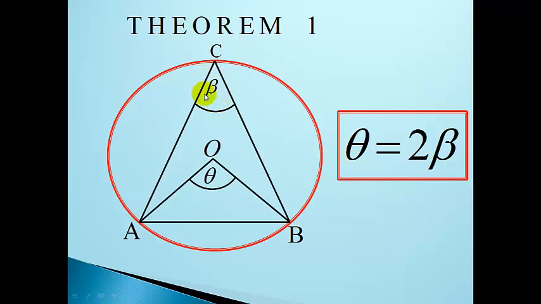That is, when you multiply the angle that the chord AB subtends at the circumference, that's at point C, by 2, it is equal to the angle that the same chord AB subtends at the center of the circle, that is theta. And so the angle theta is equal to 2 times the angle beta. So theta is equal to 2 beta.